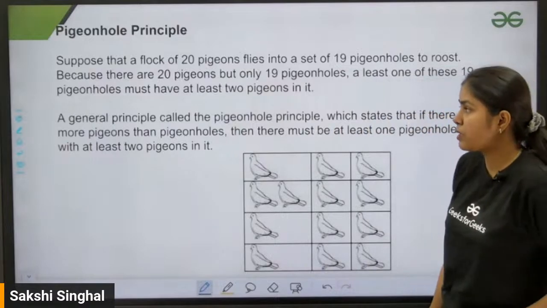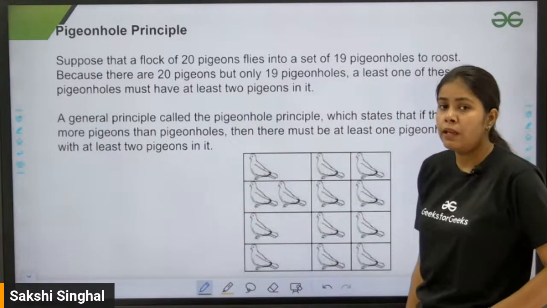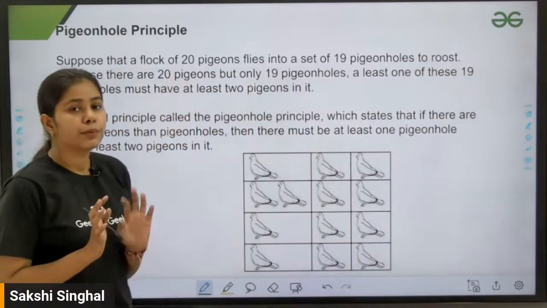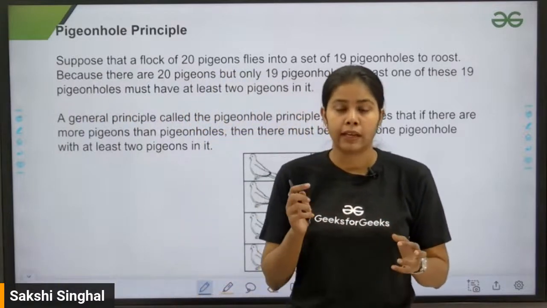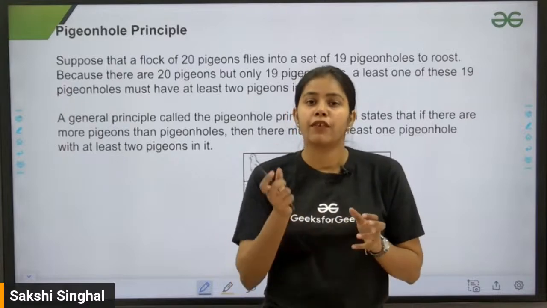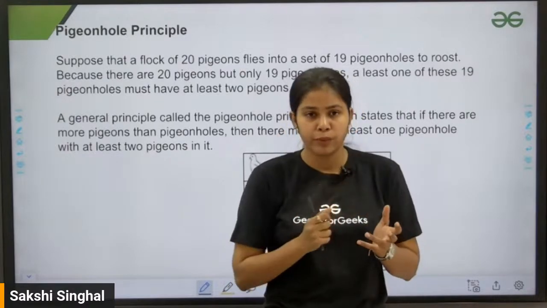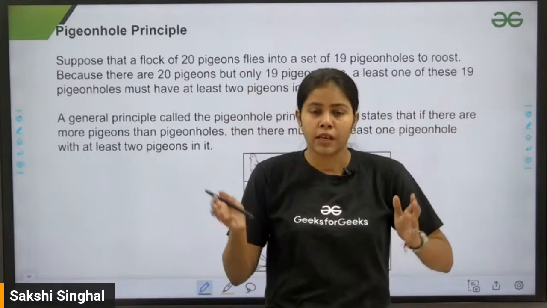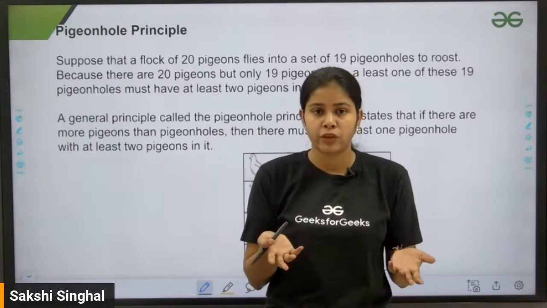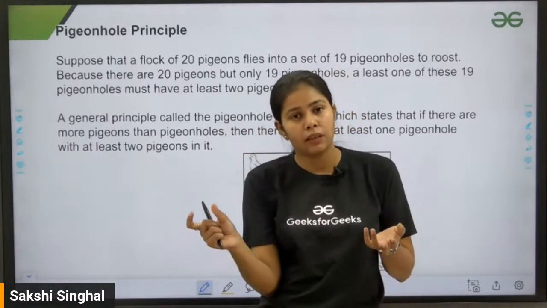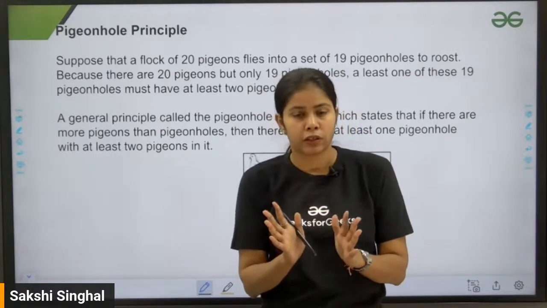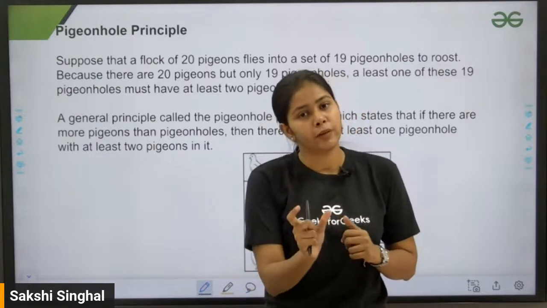Next is the pigeonhole principle. So what is the pigeonhole principle? Let's understand with an example. Suppose we have 20 pigeons and 19 pigeonholes. If I try to fit one pigeon in each of the pigeonholes, we have 19 pigeonholes and 20 pigeons. If I give each pigeonhole one pigeon, individually, we are left with one pigeon at the end.